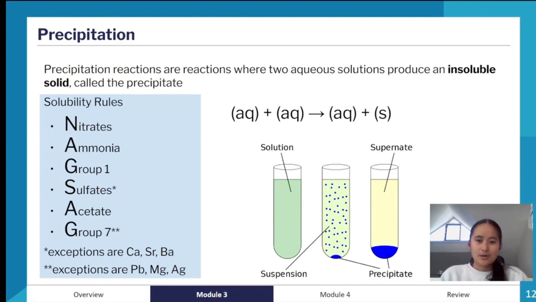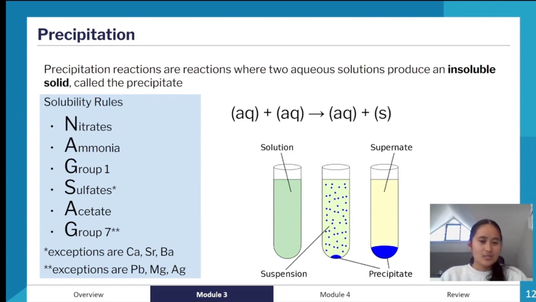But yeah, so the best way to remember solubility rules, at least the best way for me, is the acronym NAGSAG. So these are all groups that are soluble. So the N is for nitrates, the A is for ammonia, G is for group 1, sulfates, acetates, and group 7. And then the little asterisks, if you look at the bottom, there are a couple of exceptions.